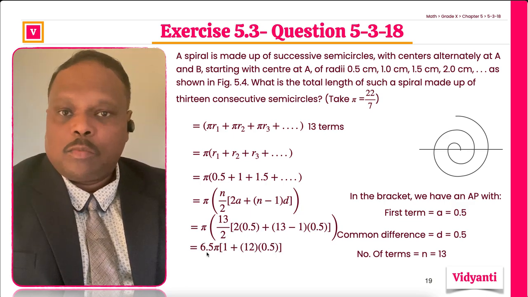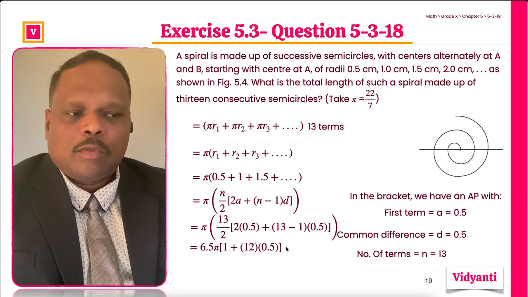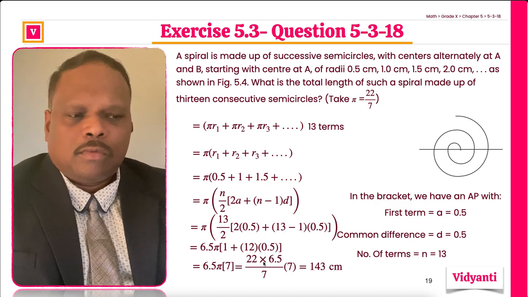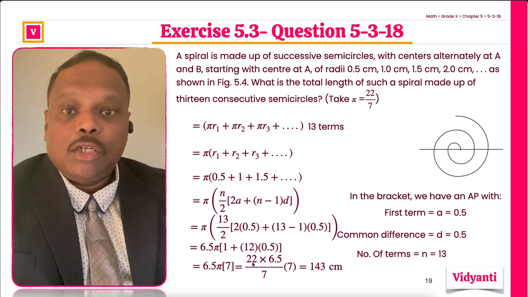13 by 2 is 6.5. Twice of 0.5 is 1. And 12 times 0.5 becomes 6. So 6 plus 1 will become 7. 7 times 6.5, and we'll substitute the value of pi as 22 by 7, because that can cancel this 7. So we can cancel this 7 and 7. So the final answer is 22 times 6.5. And upon multiplication, you get 143 centimeters, and that would be your final answer.